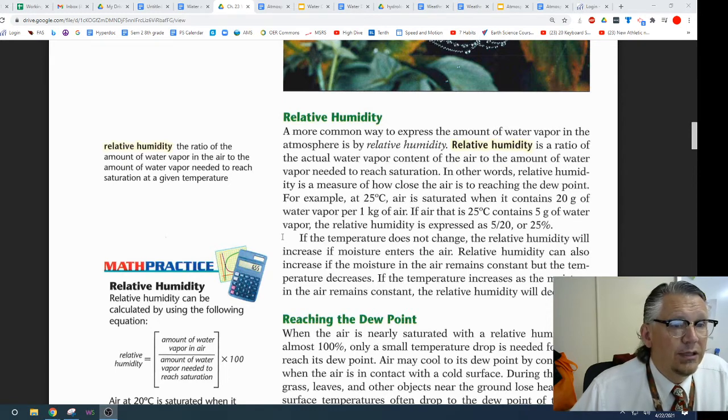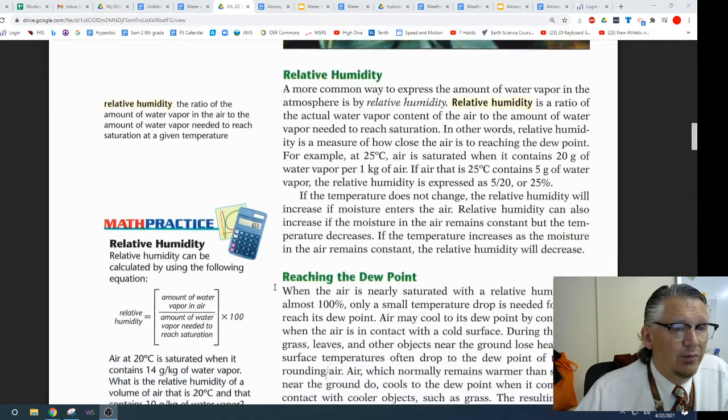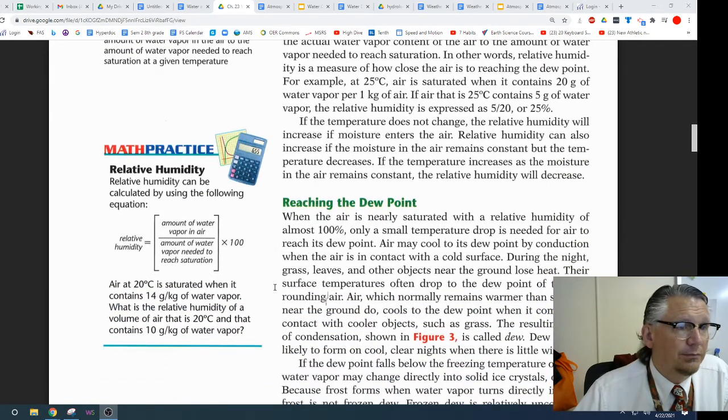If the temperature does not change, the relative humidity will increase if moisture enters the air. The relative humidity can also increase if the moisture in the air remains constant, but the temperature decreases. If the temperature increases as the moisture in the air remains constant, the relative humidity will decrease.